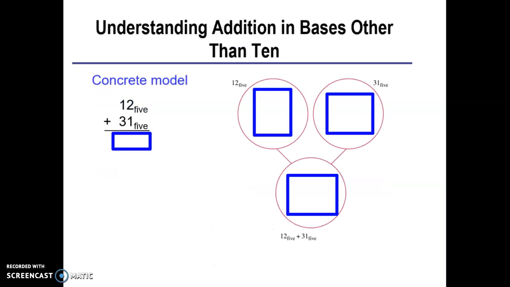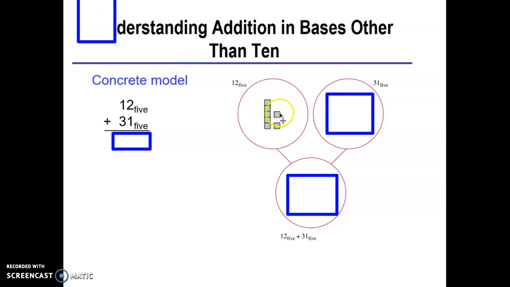Okay, so let's consider base 5 first. I have 12 base 5, and 31 base 5. And what I'm doing is I'm adding them. So the model that I have here, I have 12 in this one, I have 31 in this one, and I'm going to combine them together to see what the sum is going to be.